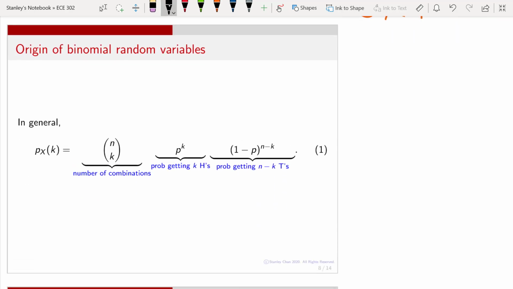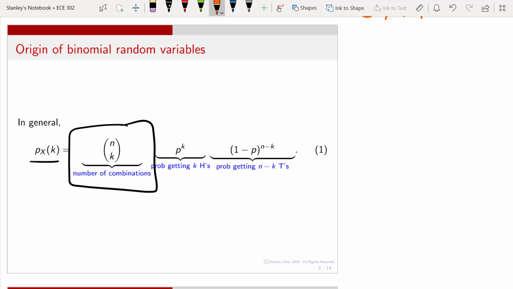So, in general, if you have a binomial random variable with a parameter n as the number of Bernoulli trials, then this p_X(k) can be written as the following form. How do we understand this form? This quantity really specifies the number of combinations that you can have.